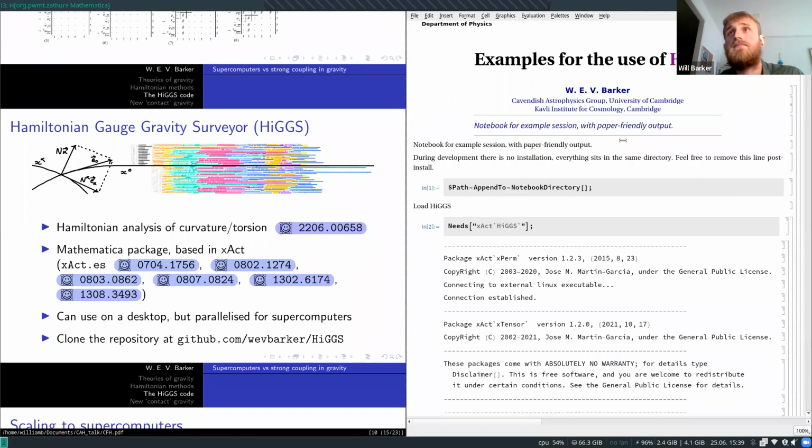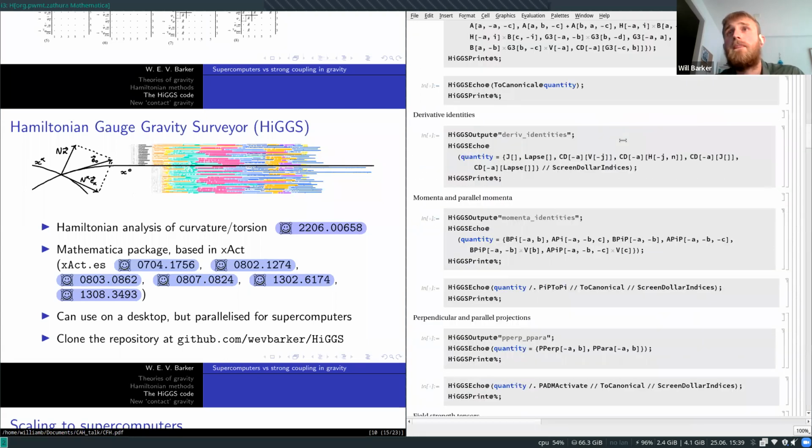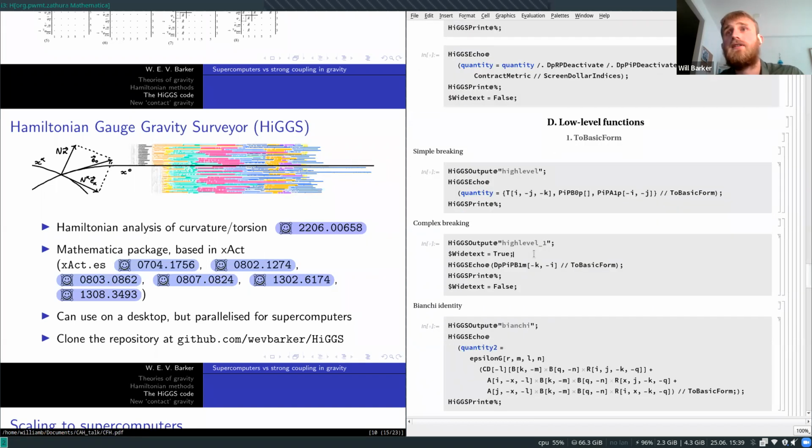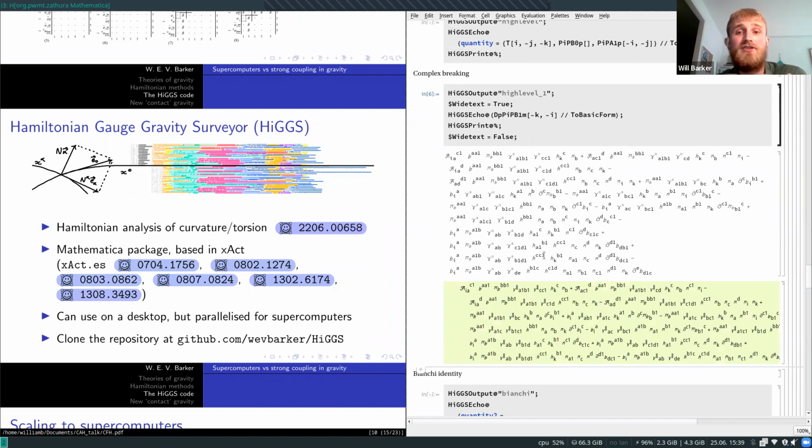So this is just an example notebook. Perhaps if I just demonstrate some of the degrees of freedom. Hamiltonian analysis is done in the 3+1 or ADM foliation of space-time, where you split off the time-like direction. That's what allows you to discuss energy and its conjugate time direction. And once you split off the time direction, this enables you to express tensors in terms of states of definite spin and parity. And so everything in HiGGS is represented in terms of spin and parity.